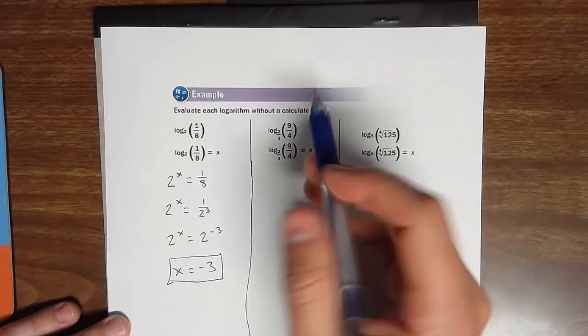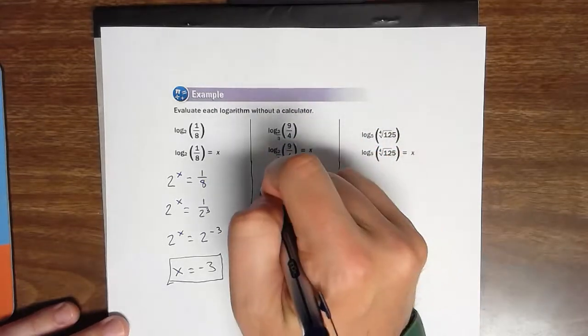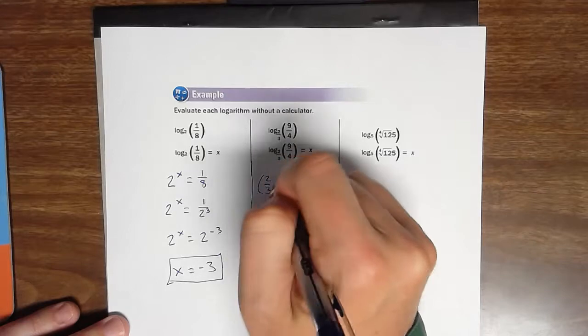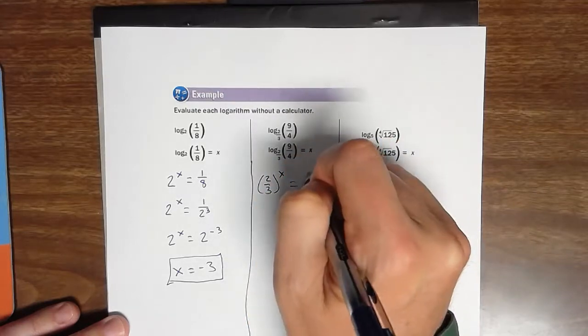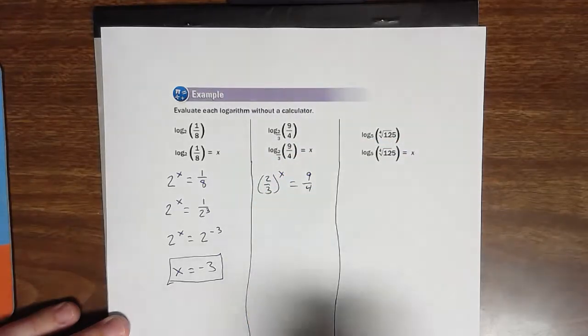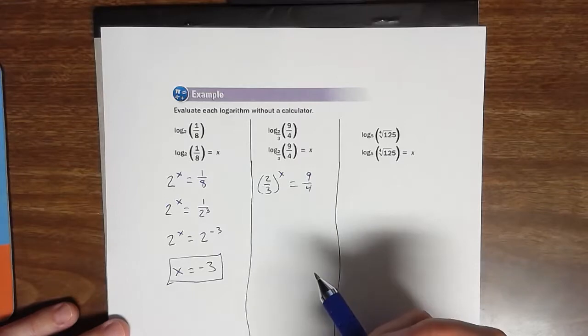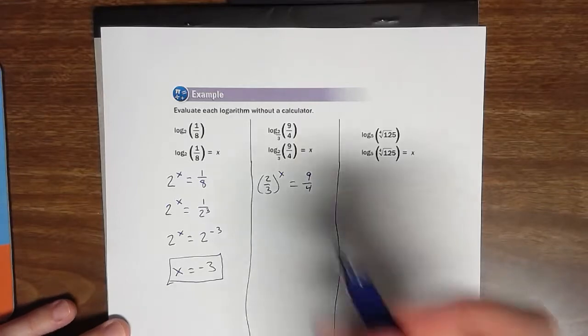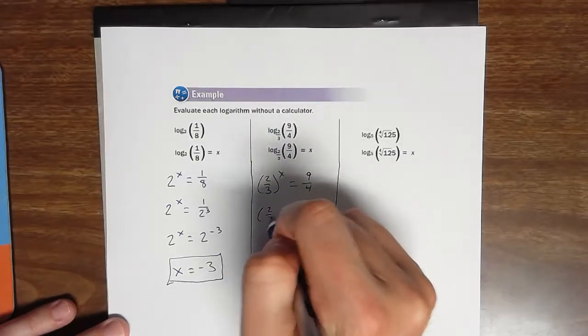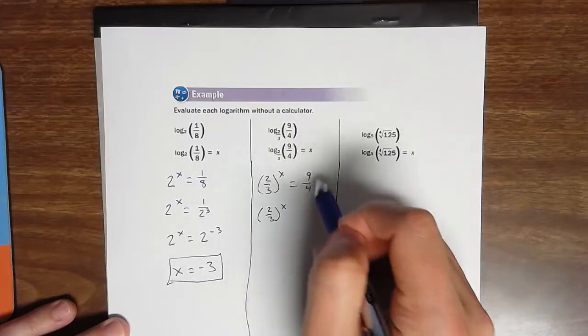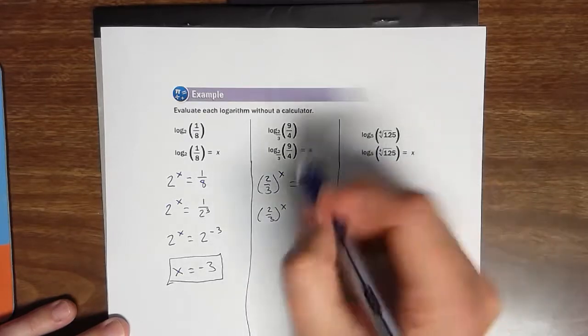Let's try another one here. So same thing. 2/3 to the x equals 9/4. Okay, so 2/3 to the x equals 9/4. And then maybe we can rewrite this a little bit. So 2/3 to the x. Again, we want this somehow in terms of this same base.